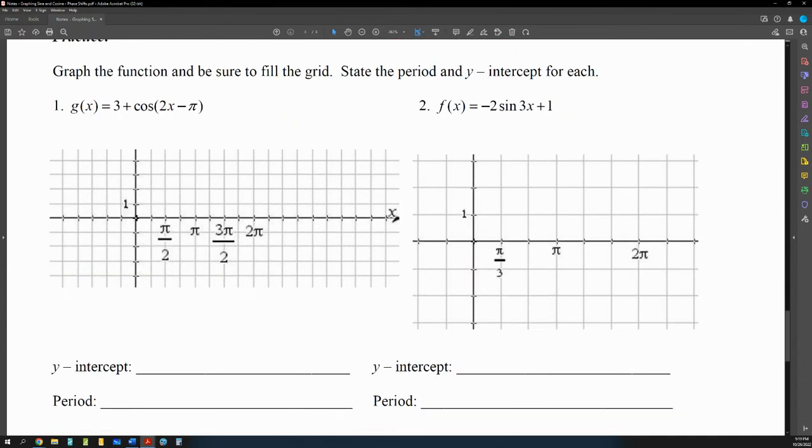All right, let's try some practice. Go ahead and flip the page. We have a few examples on this page. So the first one is g of x is equal to 3 cosine of 2x minus pi.